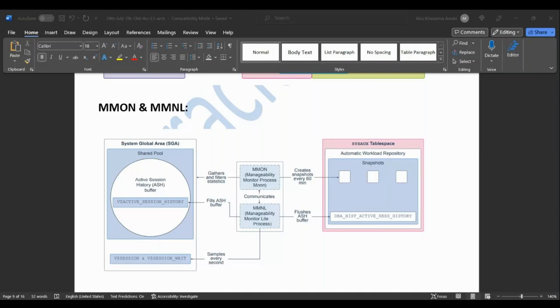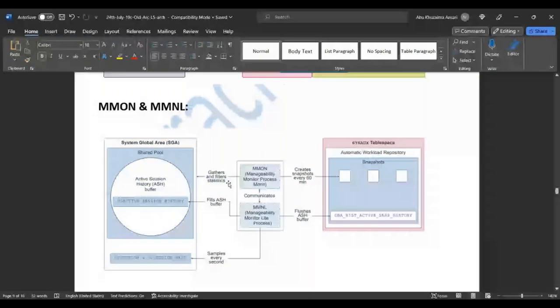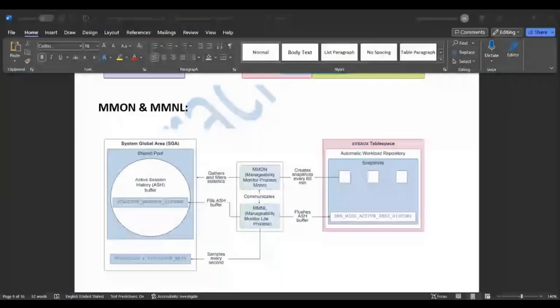So mmon writes when a metric violates its threshold value, taking a snapshot and capturing statistics values for recently modified SQL objects. Okay, so this is the work of mmon, and mmnl starts writing statistics from the active session history buffer in the SGA. It also writes to disk when the ASH buffer is full. So this is the work of both processes. We know that every 60 seconds by default a snapshot is generated. At that time mmon comes into the picture, and when you are accessing the active session history report, at that time mmnl does this work. Okay, so in the diagram you can see this work.